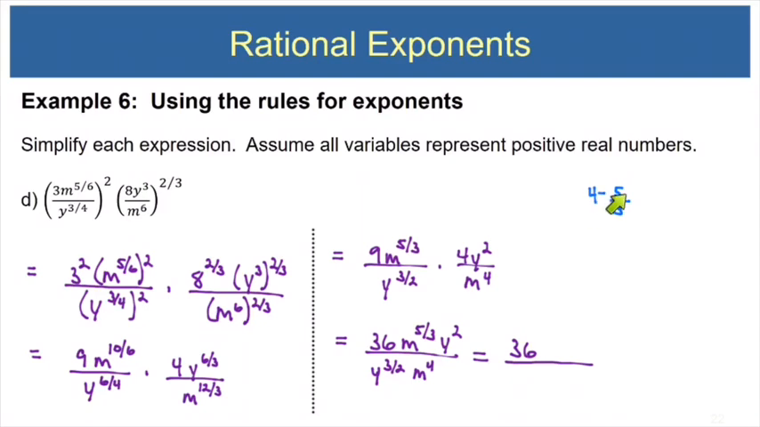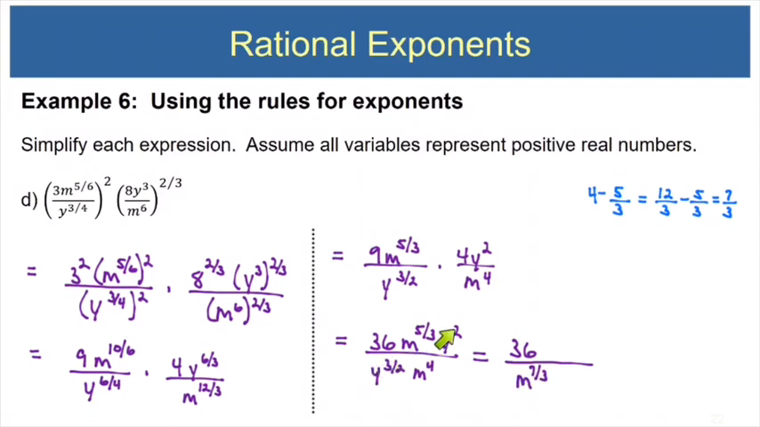So right here, 4 minus 5/3, I need a common denominator, so I'm going to multiply this 4 by 3/3. That's going to give me 12/3 minus 5/3. We know that's 7/3, and we know that because 4 was the larger number, that's going to go in the denominator. So I'm going to have m to the 7/3 in the denominator.